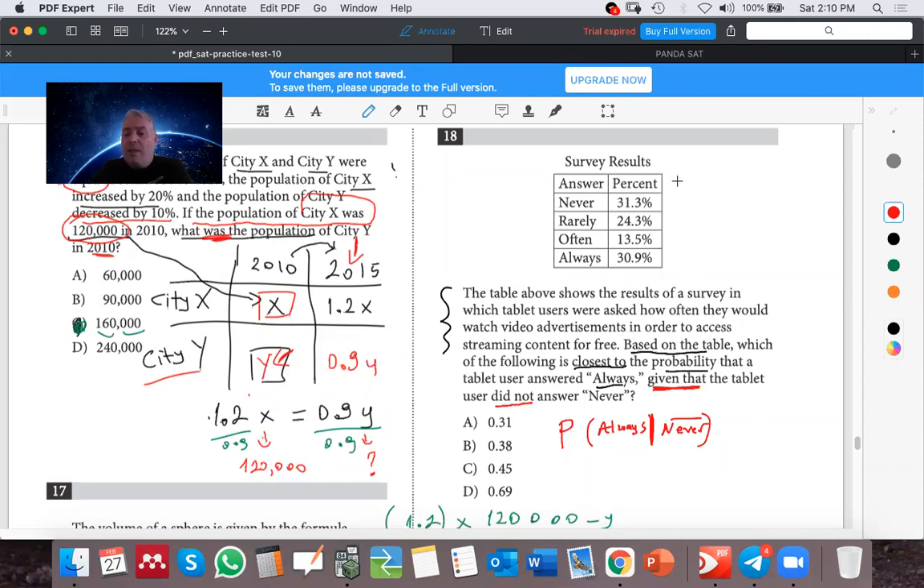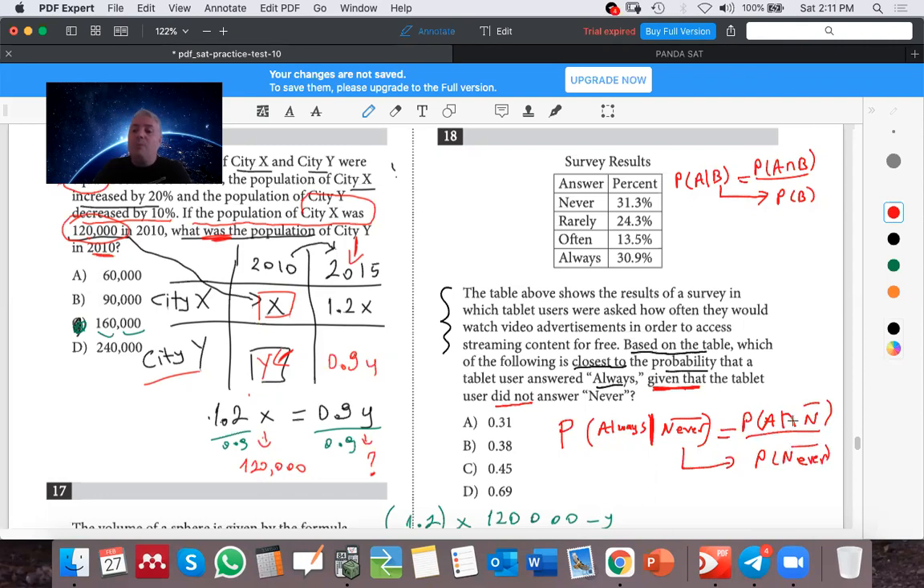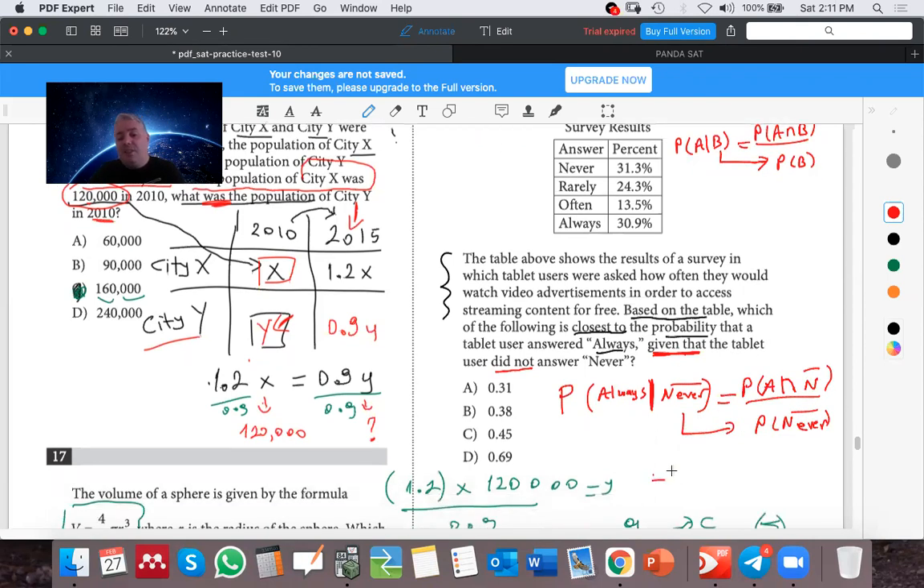The formula in general, let me tell you: probability of A given that B is equal to probability of A and B divided by probability of B. So this comes directly to the denominator. So in my question, it will be probability of who says always and who is out of never, divided by, in the denominator, probability of out of never, actually complement of never. So it is finished.